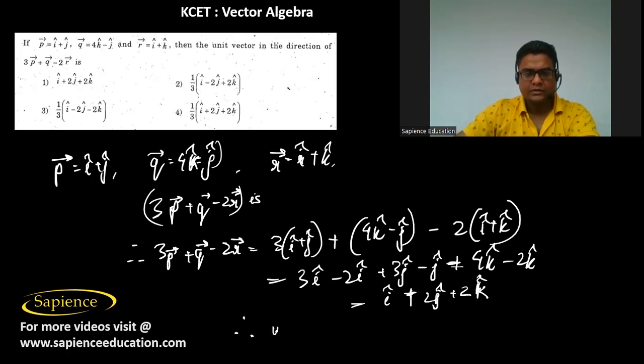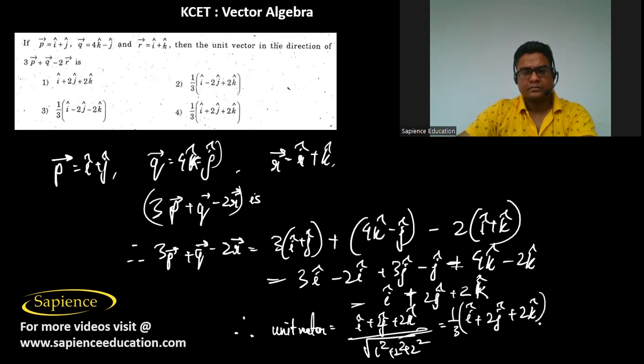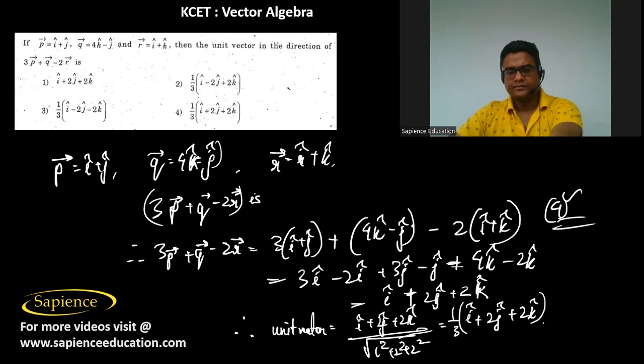Therefore, the required unit vector will be i cap plus 2 j cap plus 2 k cap divided by square root of 1 square plus 2 square plus 2 square. So this will be 4 plus 4 plus 1, that is 9. Square root of 9 is 3. So this will be 1 by 3 into i cap plus 2 j cap plus 2 k cap. So option 4 is the correct answer. Fourth option is the correct answer.